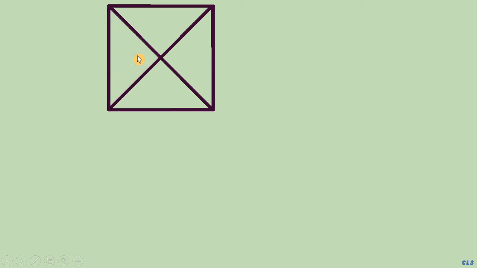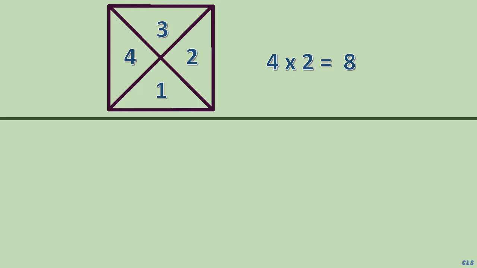Now you just have to multiply. Like you have 4 visible triangles, multiply 4 by 2 and that's it. Your answer is 8. Here we can also verify.